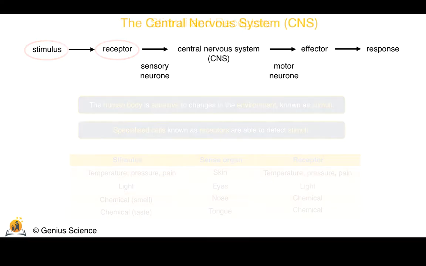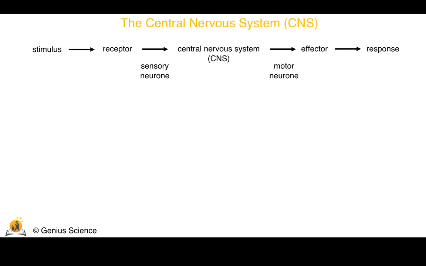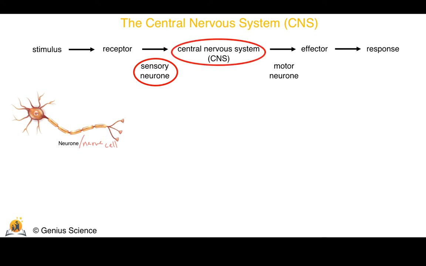Once the receptor cells have detected the stimuli, the information is sent as an electrical impulse that passes along specialized cells called neurons. Another word for a neuron is a nerve cell. From the receptors, the electrical impulse then moves along a type of neuron called a sensory neuron until it reaches the central nervous system, known as the CNS for short.